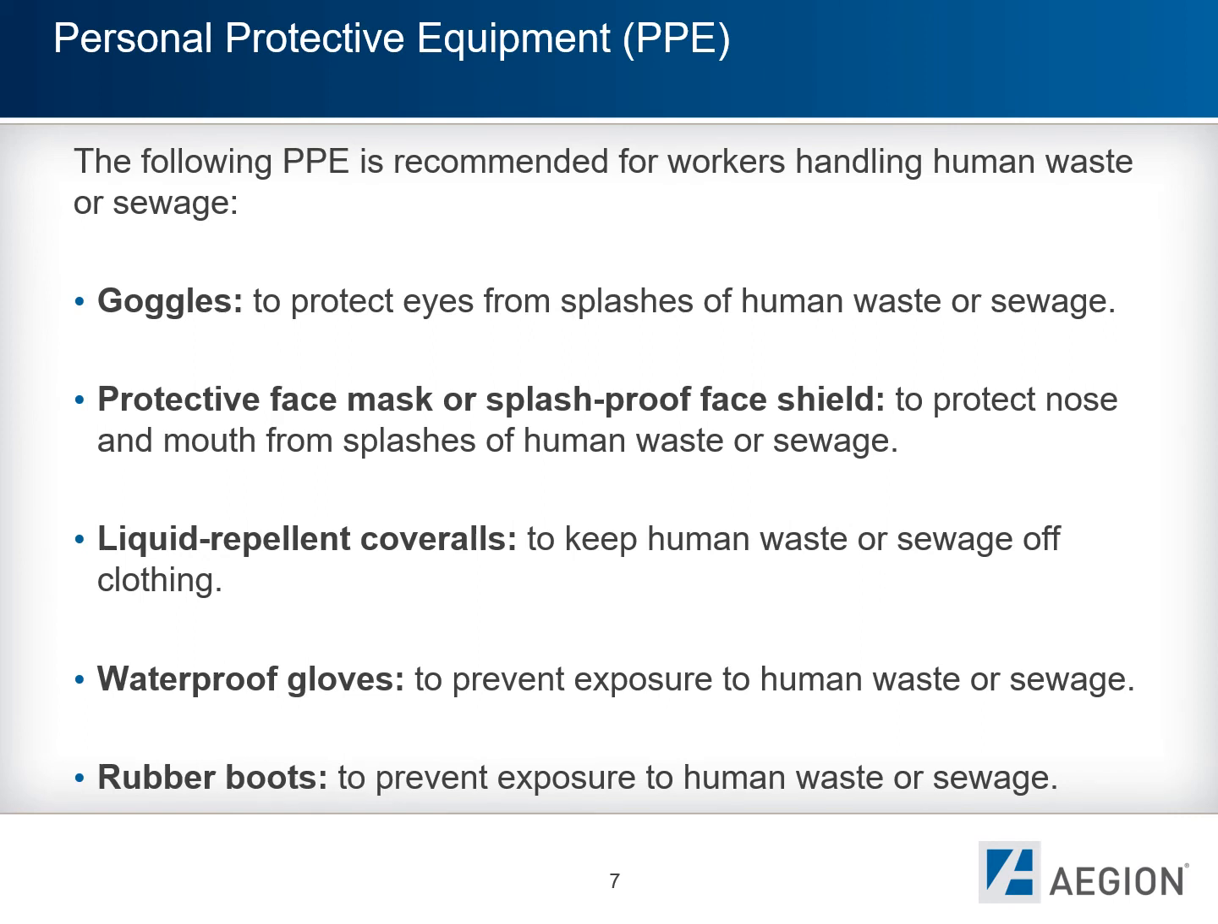Goggles to protect the eyes from splashes of human waste or sewage. Protective face mask or splash-proof face shield to protect the nose and mouth from splashes of human waste or sewage. Liquid repellent coveralls to keep human waste or sewage off clothing. Waterproof gloves to prevent exposure to human waste or sewage. Rubber boots to prevent exposure to human waste or sewage.